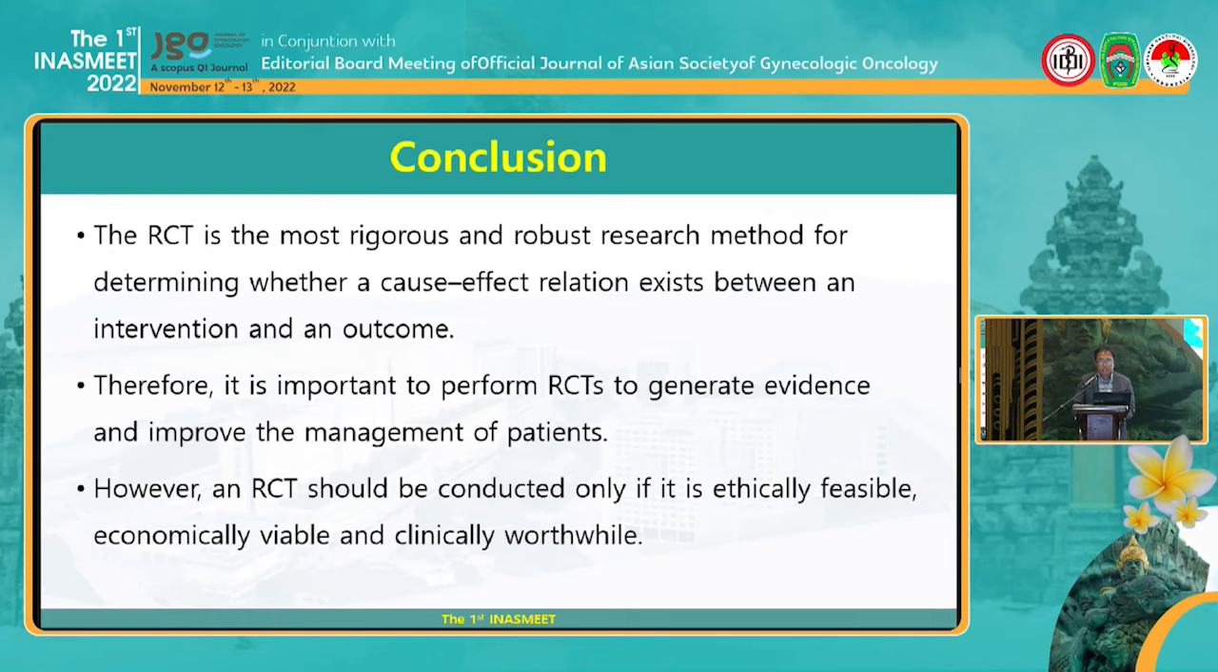In conclusion, the RCT is the most rigorous and robust research method for determining whether a cause-effect relation exists between an intervention and an outcome. Therefore, it is important to perform randomized controlled trials to generate evidence and improve the management of patients. However, RCT should be conducted only if it is ethical, feasible, economically viable, and clinically worthwhile. Thank you for your kind attention.